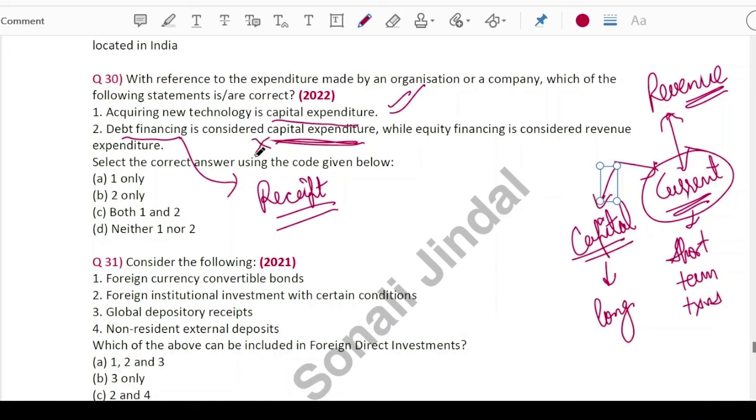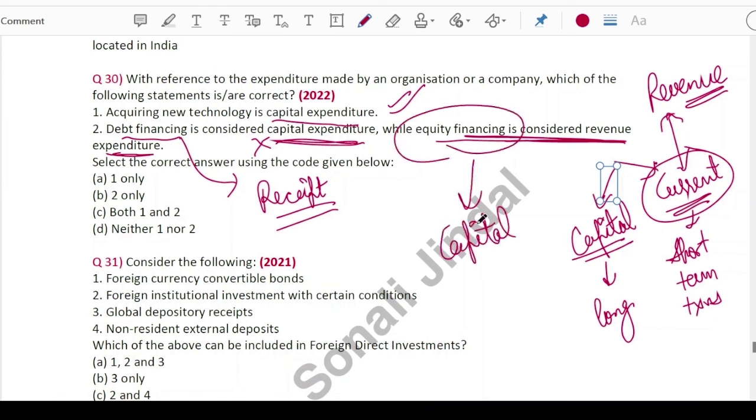Kya ye equity financing revenue expenditure hai? Ji nahi. Equity financing mein paisa aa raha hai, it means it's a receipt. But it is a capital receipt. It is coming for long run. So answer is A. Second statement is wrong here in this question.